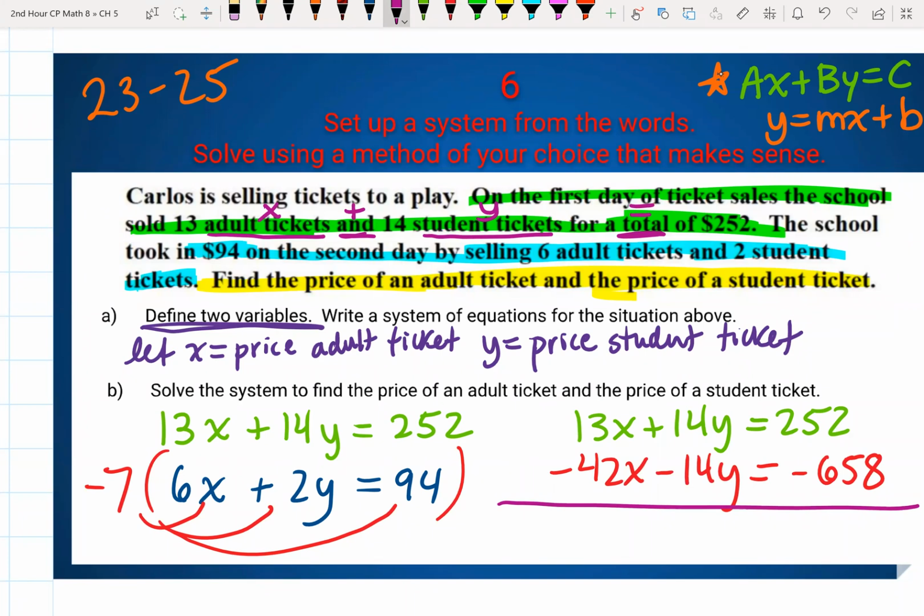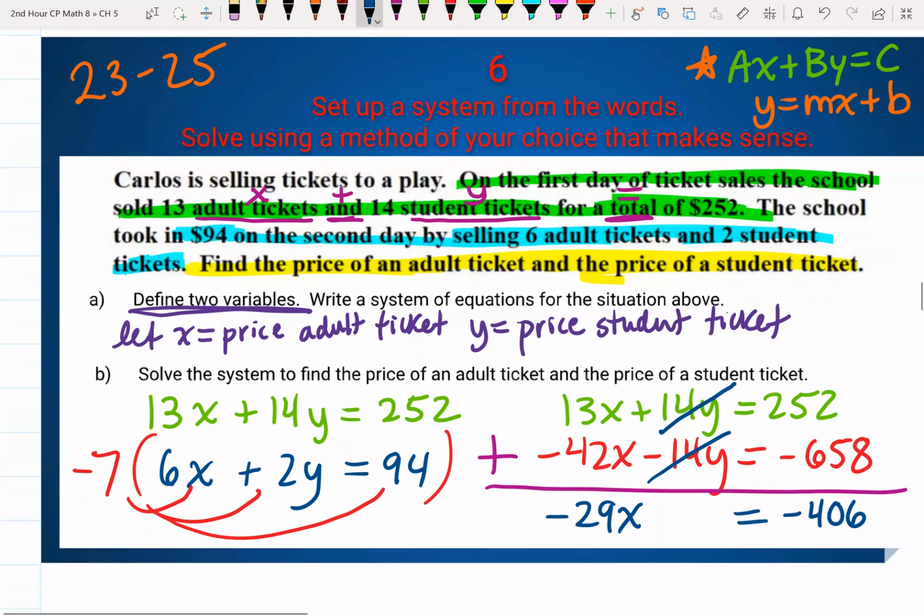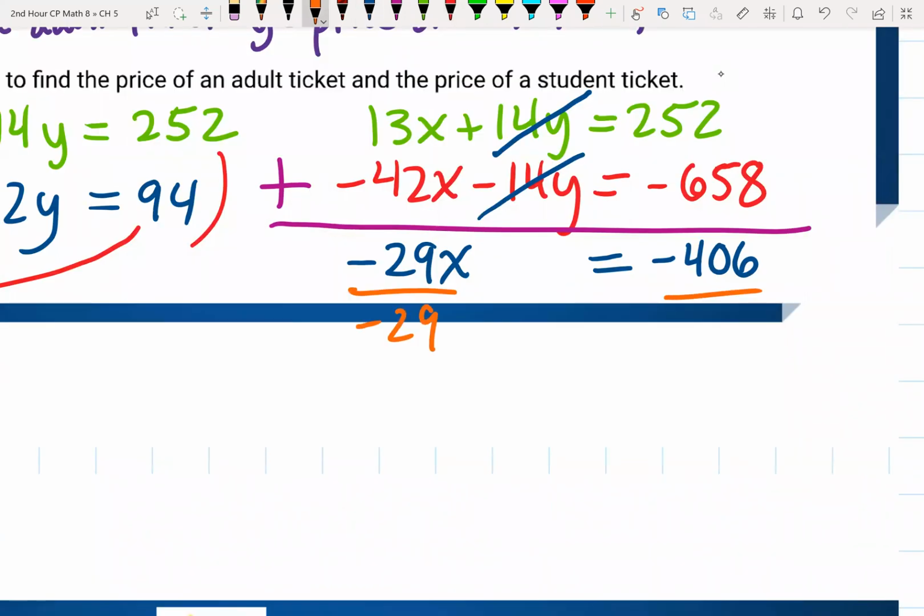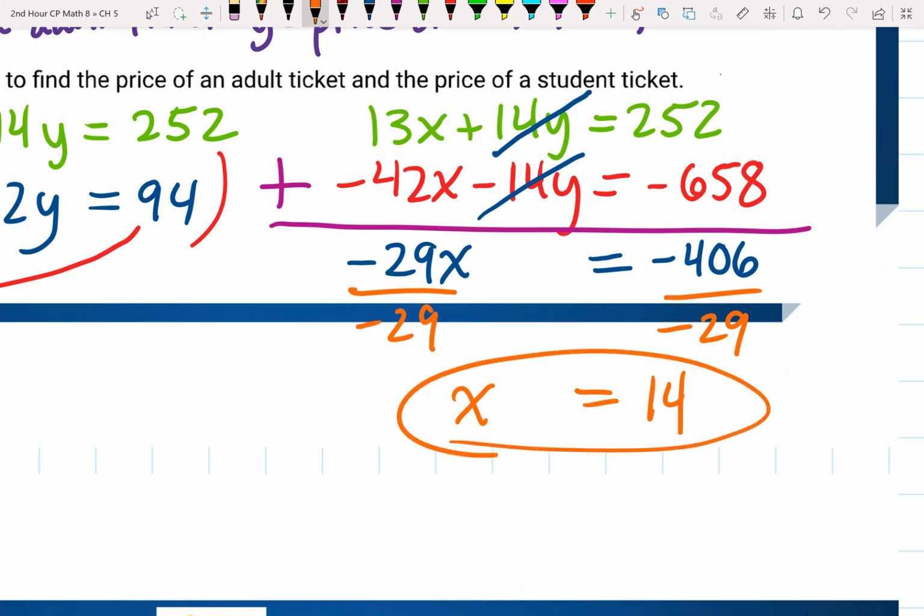Draw your big equals bar and your big plus sign. It's time to add and eliminate. Adding our first two x values, we'll get a negative 29x. These will eliminate. And adding 252 to negative 658 gives us negative 406. So this is what we're focused on solving now. Divide by negative 29, and you've got the value of x is equal to 14, or it's $14 for an adult ticket.